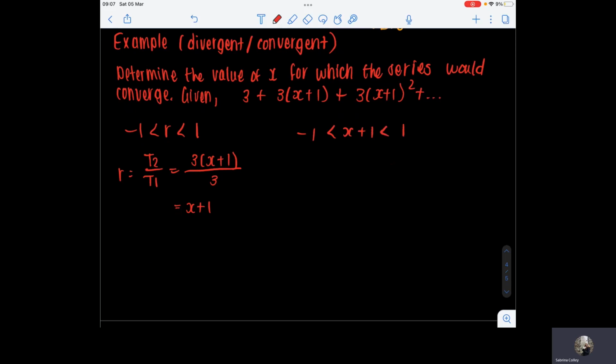And I solve this like a normal inequality. So we minus 1 from both sides to get rid of that 1 in the middle. So this will be -2 and 0. So x will have to lie between -2 and 0. These are very important. They like to ask these. So please make sure that you understand.